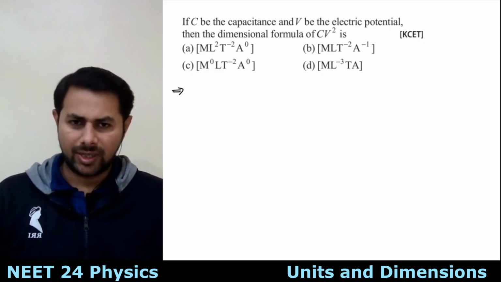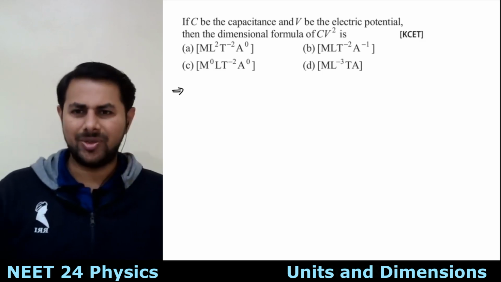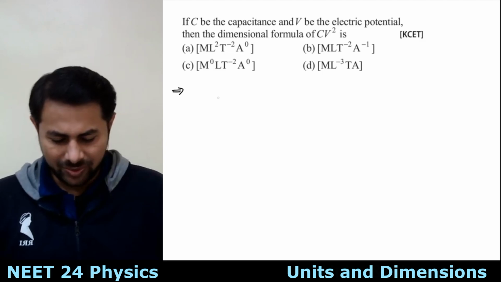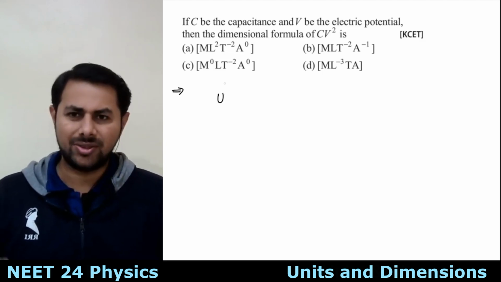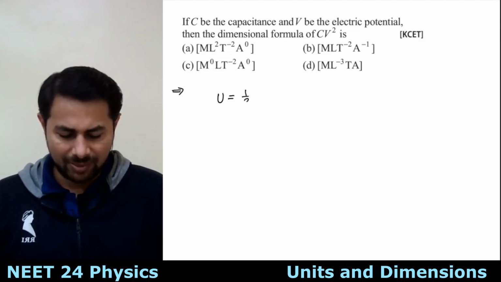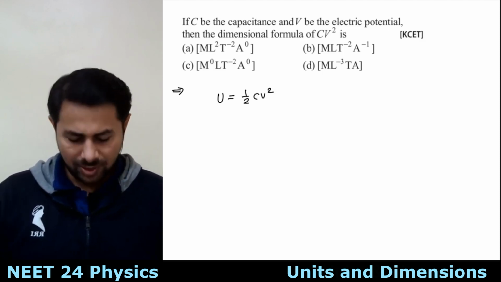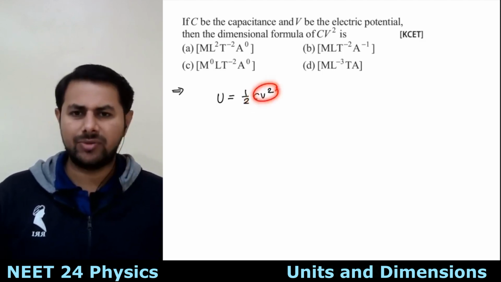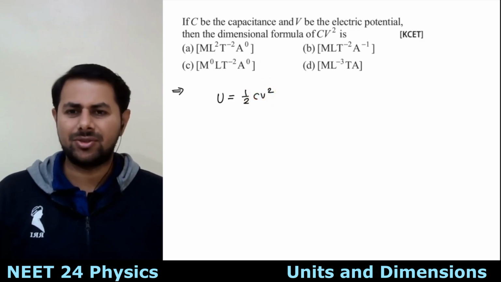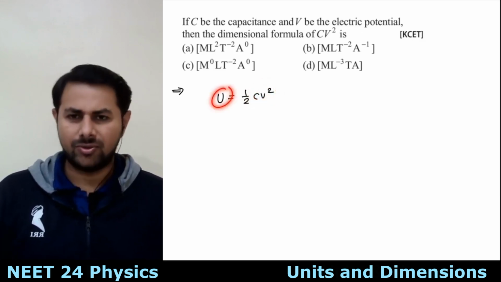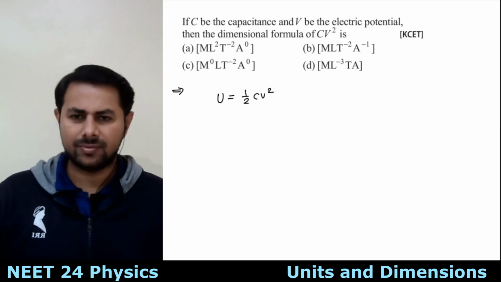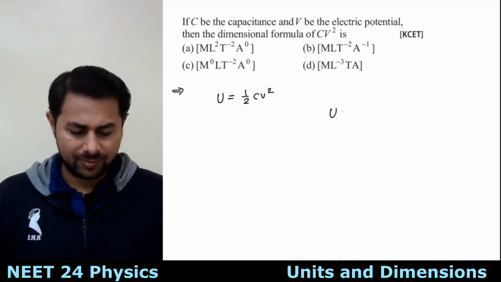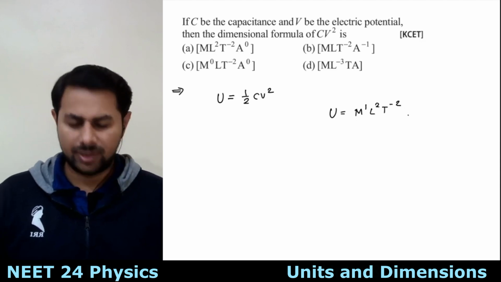Okay, so now again here we need to know the formulae, right? If we know this formula, that potential energy of a capacitor is given by half CV square, then immediately we know that dimensions of CV square are same as that of dimensions of energy, right? So what are dimensions of energy? M1 L2 T minus 2. These are the dimensions.